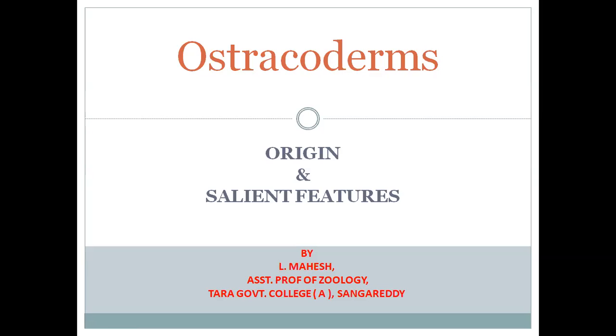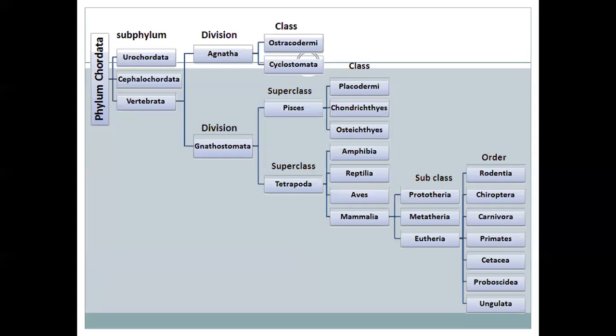In today's session, we are going to discuss Ostracoderms' origin and the salient features of Ostracoderms. Before entering into the topic, let us have a look at the classification of Chordata. We know that Chordata includes all the animals that possess a notochord.